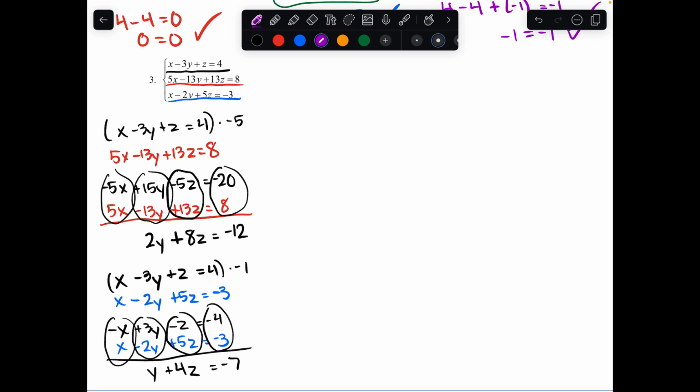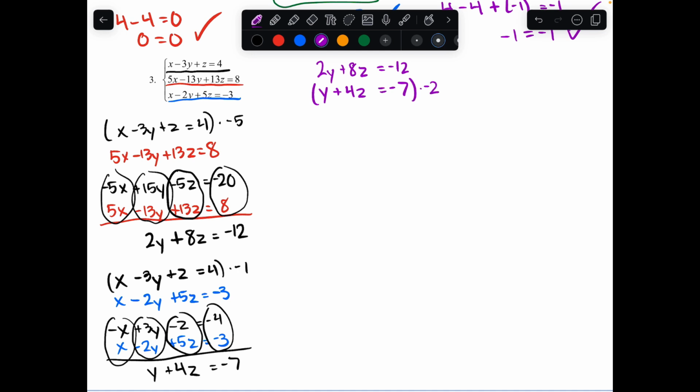So now we have two equations in two variables. So we can solve that system of two equations. So let's rewrite it real quick. We have 2y plus 8z is equal to negative 12. And then we have y plus 4z is equal to negative 7. Now from here, I want to eliminate one of my variables, and I'm going to eliminate the y's because one of them has a coefficient of 1. So I'm going to multiply this by negative 2.